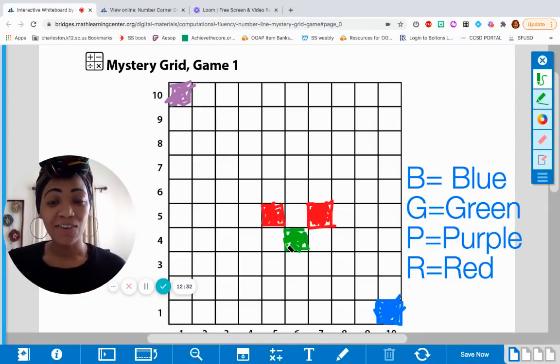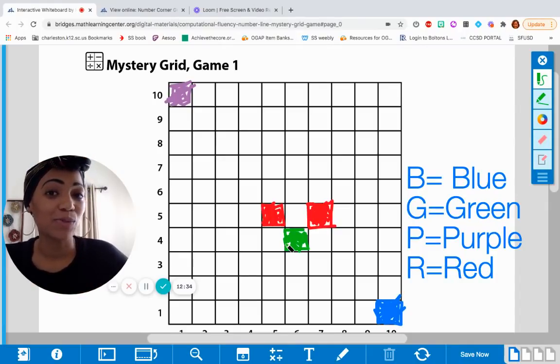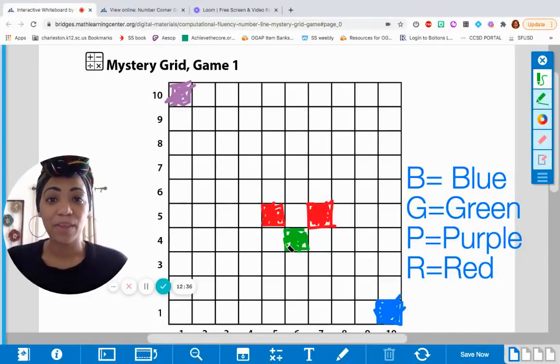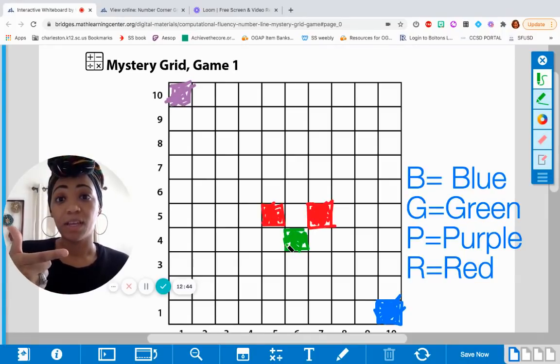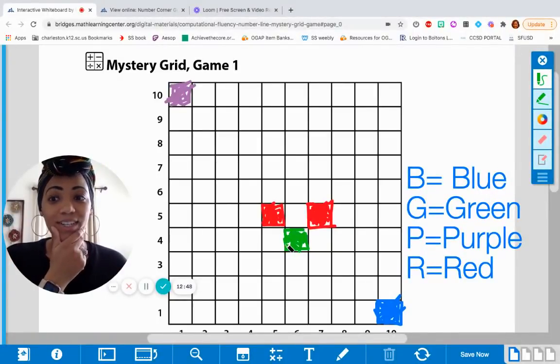Change your thinking at all? What did we say the factor pairs were for 20? 1 times 20, which couldn't work for this picture. 2 times 10, we hadn't tried that yet. And 4 times 5. So maybe what should we try next?